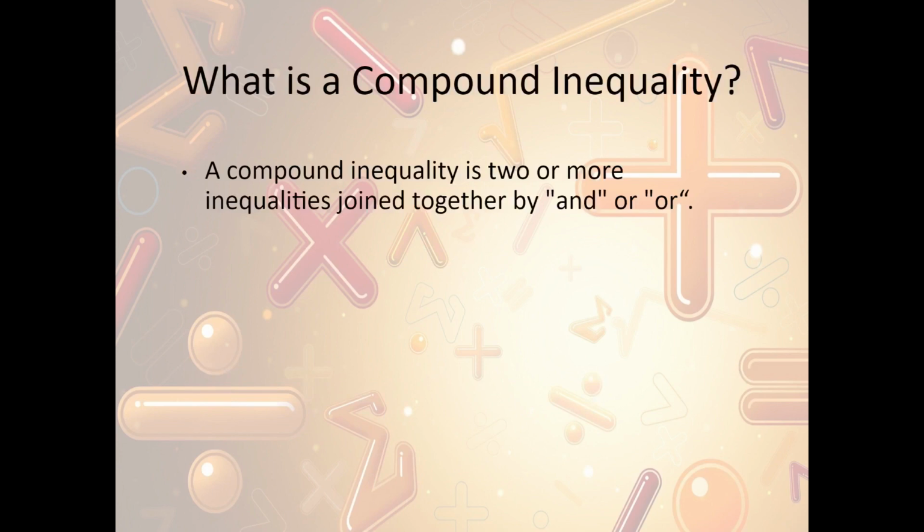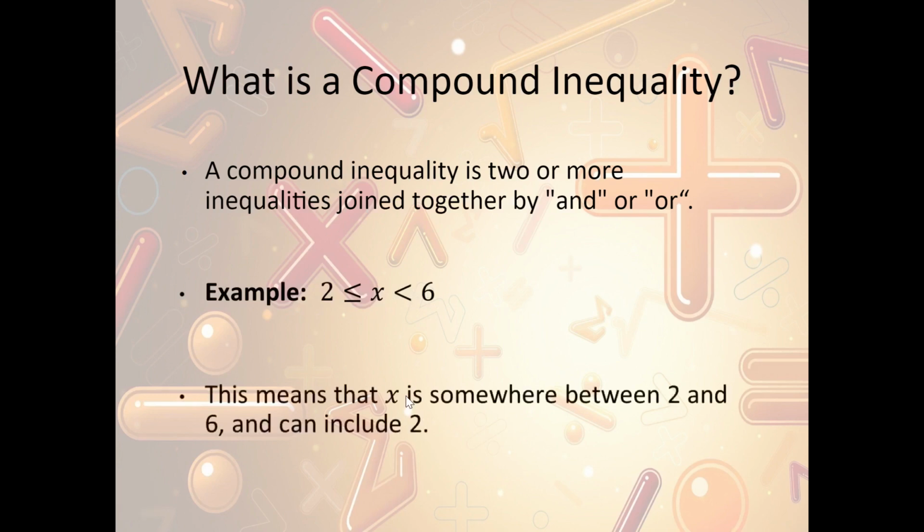Now, what is a compound inequality? A compound inequality is 2 or more inequalities joined together by and or or. And what does that look like? It looks like this. 2 is less than or equal to x is less than 6. So what that really means is x is somewhere between 2 and 6. And because it has the or equal to on this side, it can include 2, but it can't include 6. So it's somewhere between them.